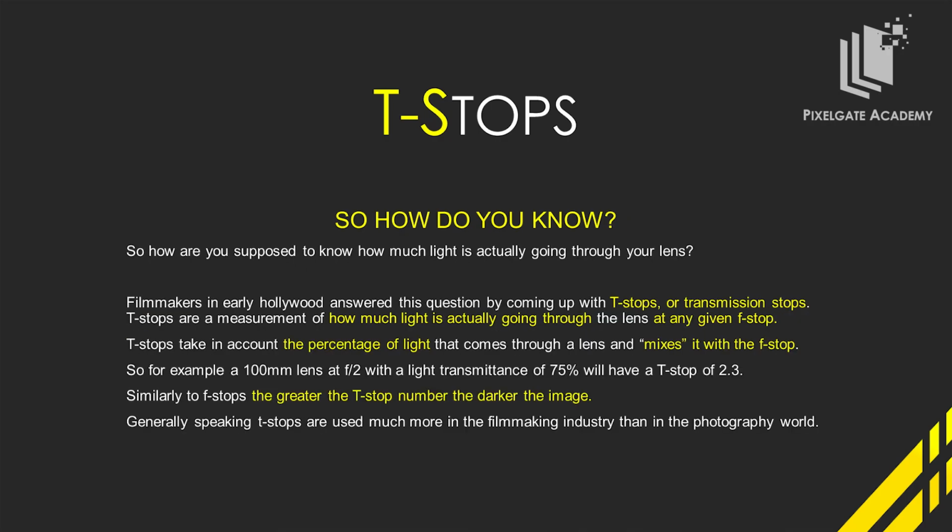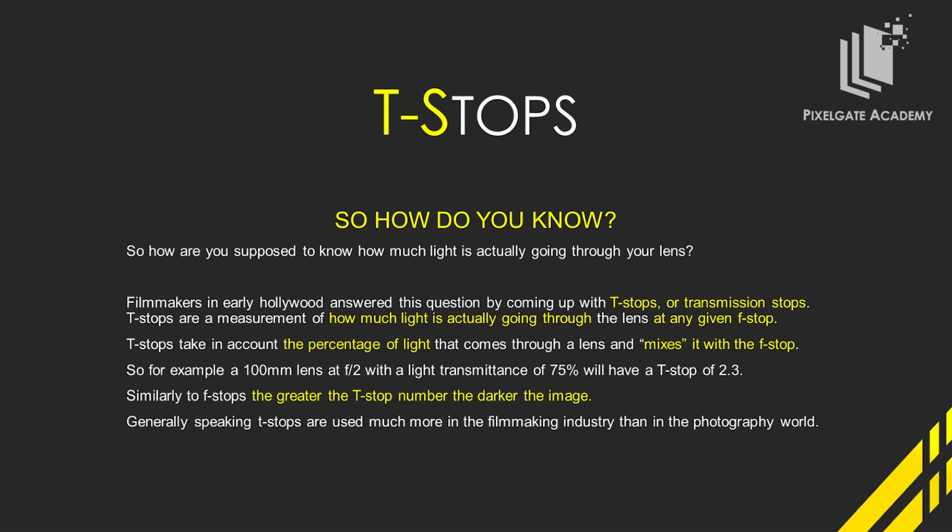T-stops take into account the percentage of light that comes through the lens and mix it with the f-stop, to simplify it a bit. For example, a 100mm lens at f/2 with a light transmittance of 75% will have a t-stop of 2.3. That's a lot of numbers in a very short amount of time, just trying to simplify it a bit. Similar to f-stops, the greater the t-stop number, the darker the image.